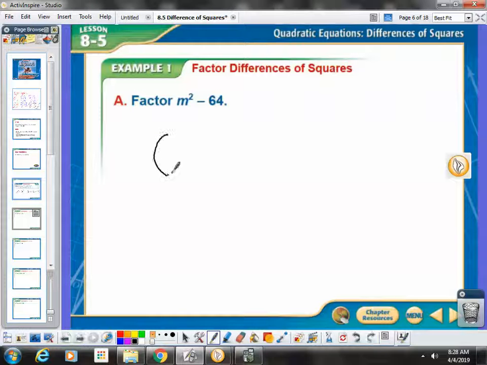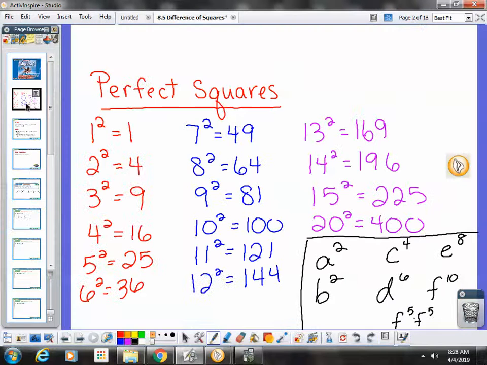So I want you just to set up two parentheses side by side to show that we're multiplying. One of the parentheses is going to have a plus sign, the other is going to have a minus sign. It will always, 100% of the time, work this way if we're doing difference of squares. To fill in these empty spaces, I'm just going to take the square root. What's the square root of m squared? M, simply m. What's the square root of 64? 8. Or in other words, here's 64. What did I square to get 64? I squared 8, didn't I? Okay.